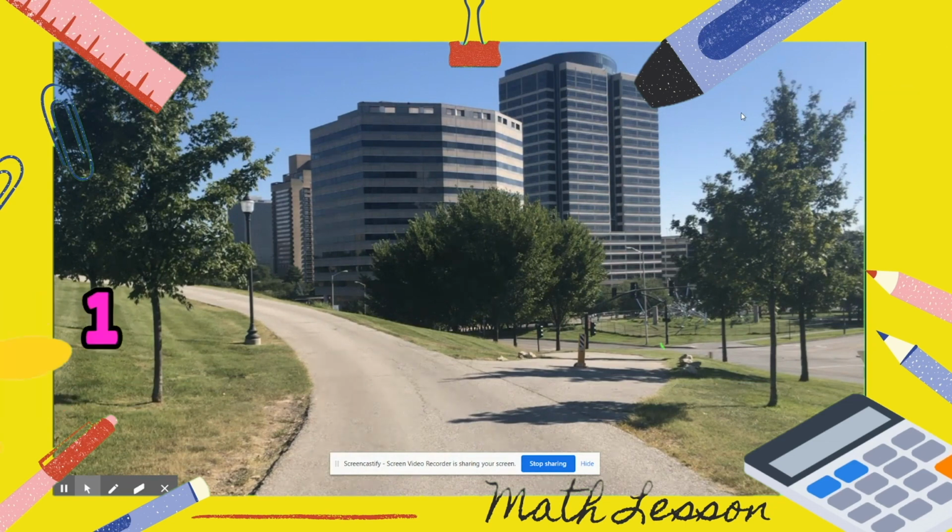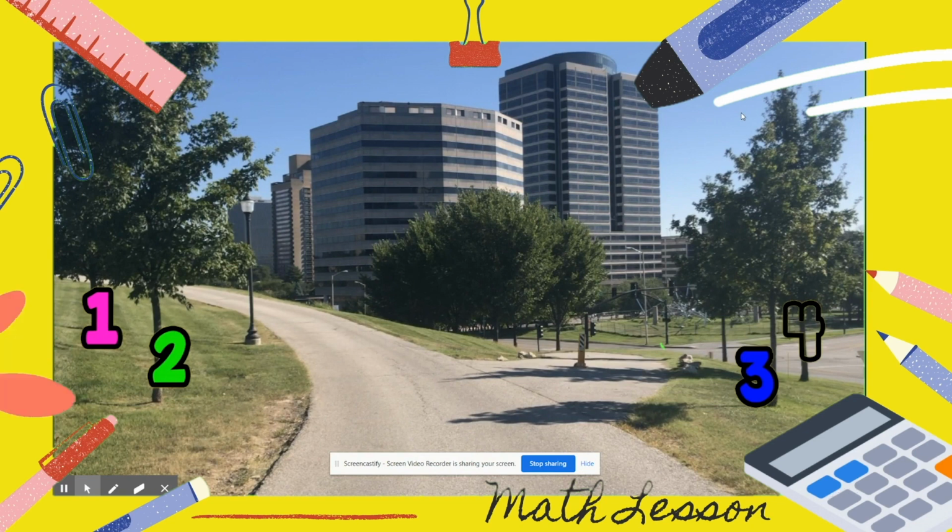1, 2, 3, 4. Now I know there are other trees in the photo, but I only want to count these 4 right now.